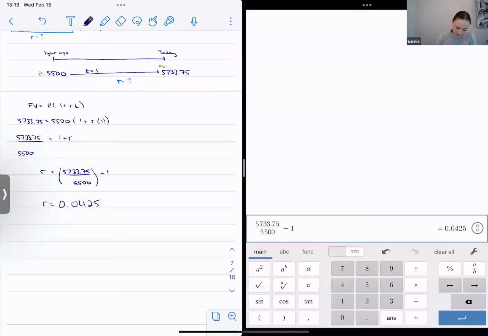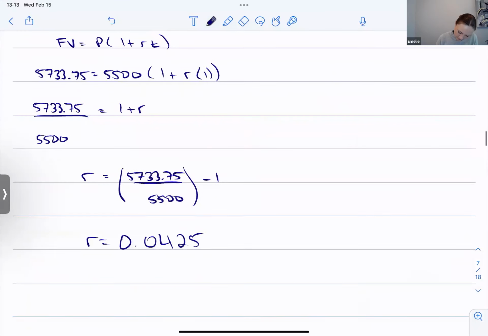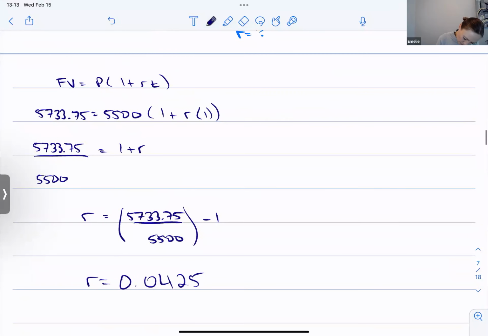You only have to use one of these, but I want to show you that either one works as long as you're applying your math properly.